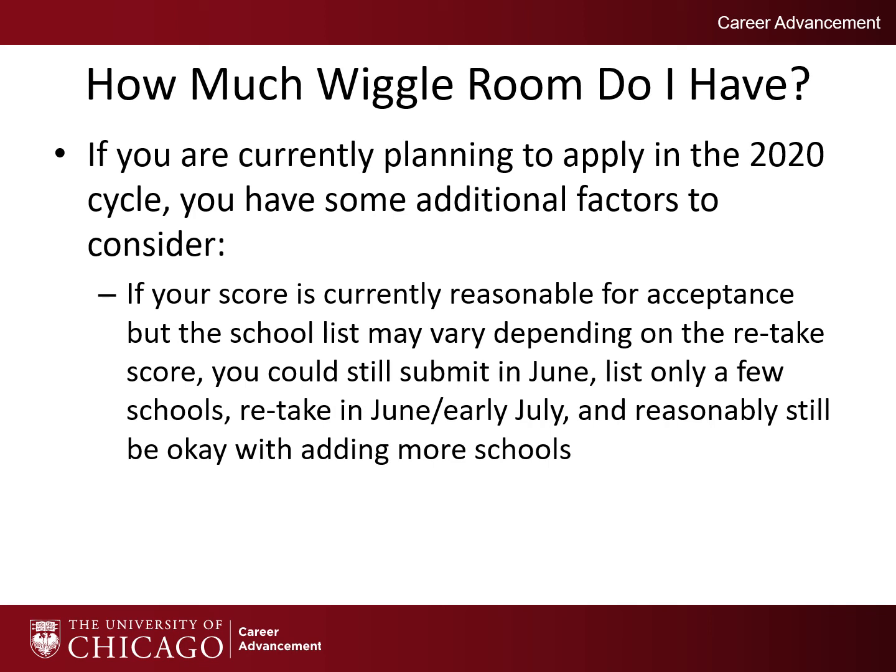List only a couple of schools. So what are a couple of schools, maybe your home state schools or some other schools that you've thought about that would be reasonable for the current score that you have? Retake the exam in June or early July, and then when those scores come back, you could add on additional schools. So a lot of times students say, you know, does this really mess me up in the timeline process?